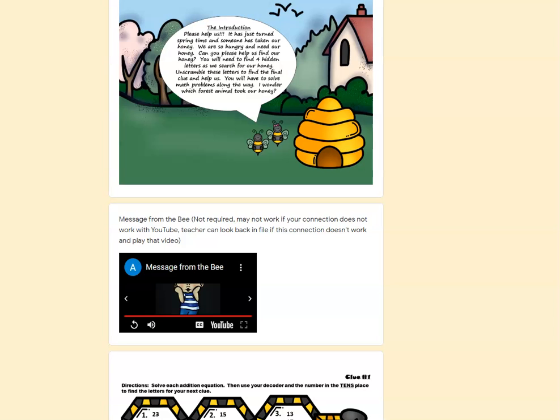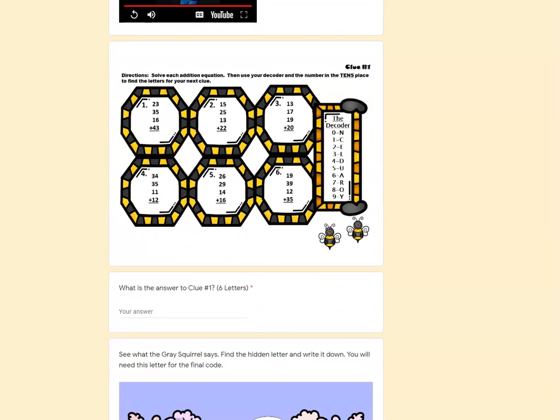Once you have watched that video, you're going to scroll down and this will bring you to the first clue that you have to solve. So first, obviously, read the directions and it says, solve each addition equation, then use your decoder, which is here on the right, and the number in the tens place to find the letters for your next clue.